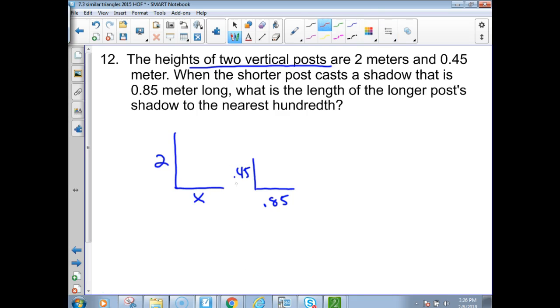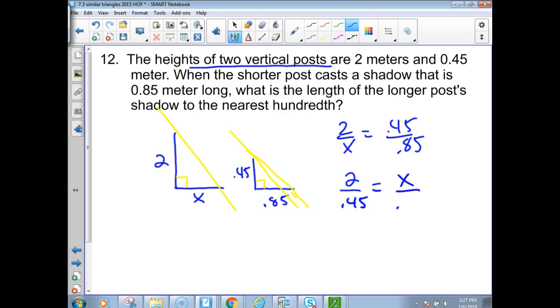Well, what makes a shadow? The sun's rays. Oops. Oh well. There's my sun rays. These are right angles. My sun rays have created me some triangles. I'm going to do 2 is, I can do this multiple ways. You can do 2 over x equals 0.45 over 0.85. Do you see what I did? You can go across, height to height. 2 is to 0.45 as x is to 0.85.